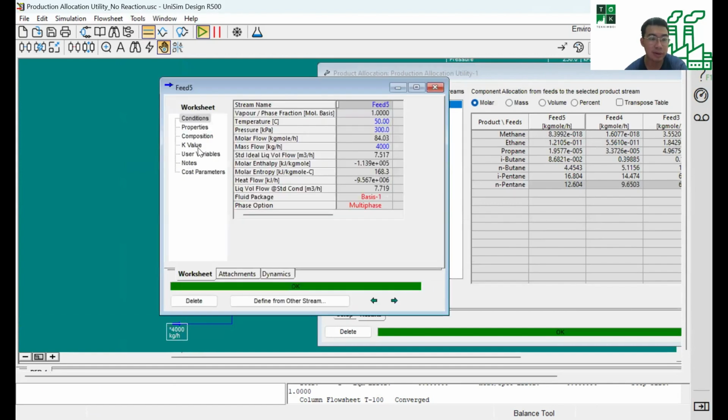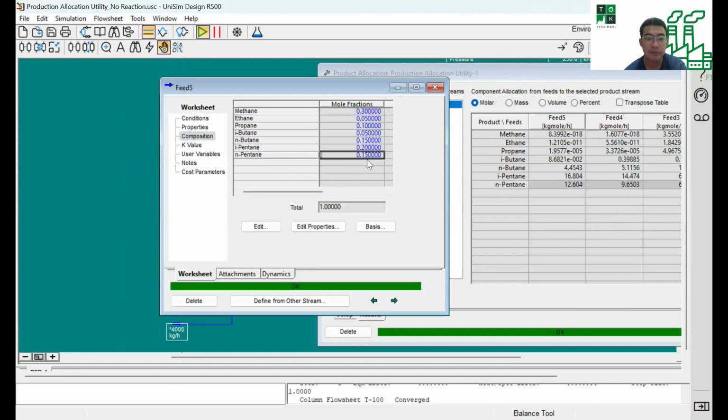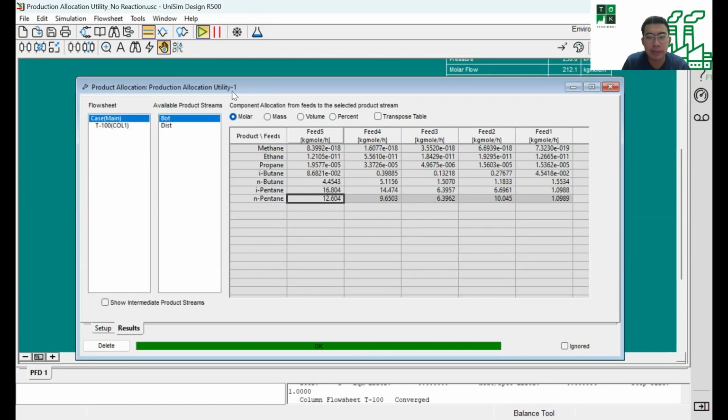And also, if we see the composition, the C5 is also big. And as a conclusion, we could see that feed 5 has a very big impact on the system because it has a big contribution to the heavy phase of pentane and also the light phase of methane.